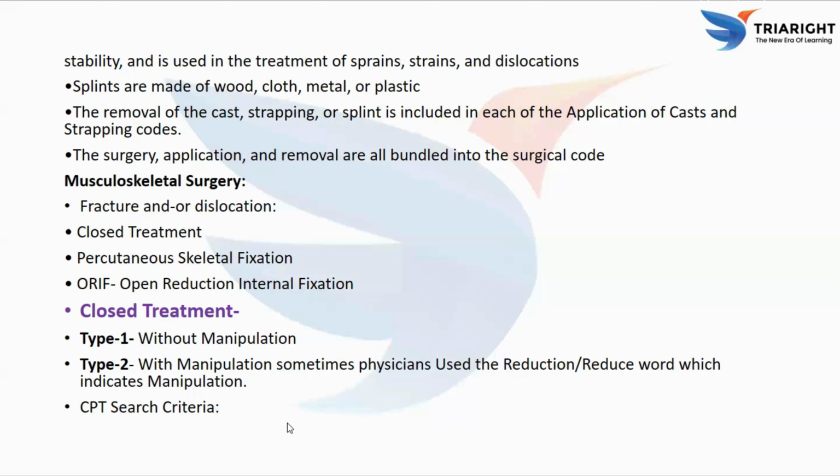So how to find the right code in the CPT search for musculoskeletal surgery guidelines? Always look for the bone involved, look for the location, whether it's a shaft, head, distal or proximal, and the type of the treatment, whether it's closed without manipulation, closed with manipulation, whether it's a percutaneous fixation or ORIF, and also check for laterality, whether it's right or left.